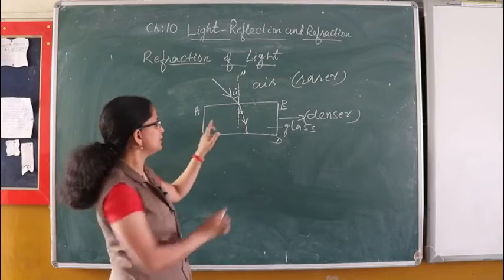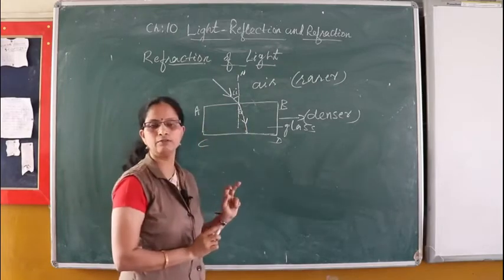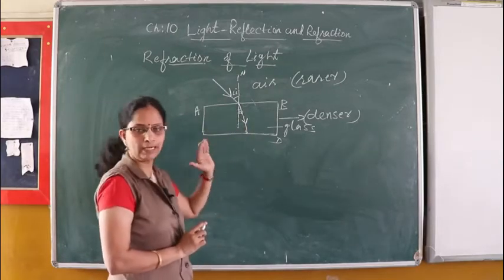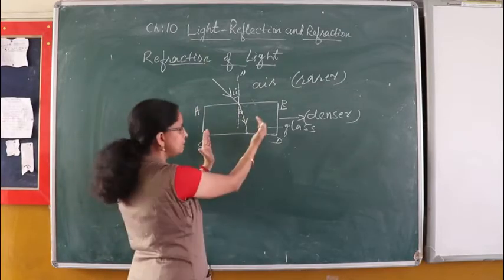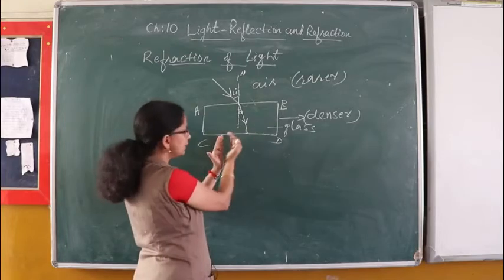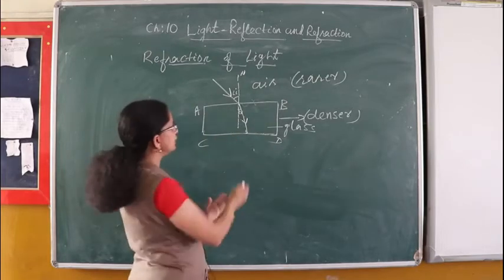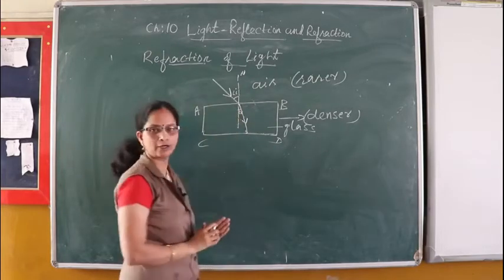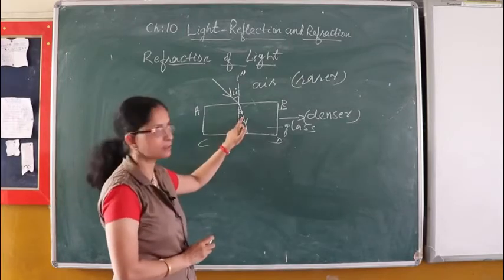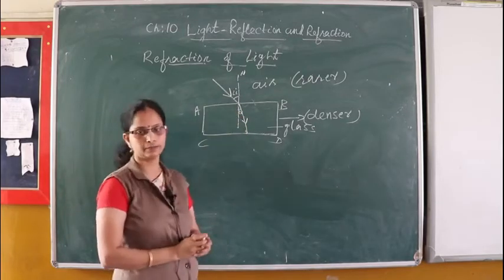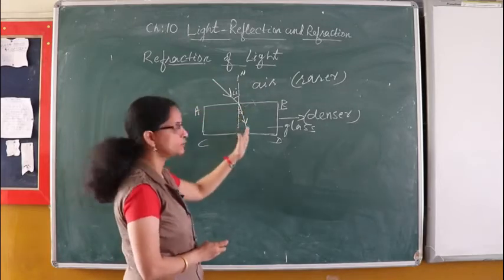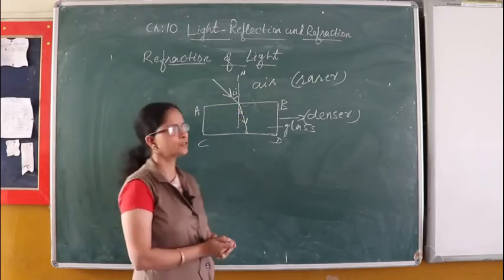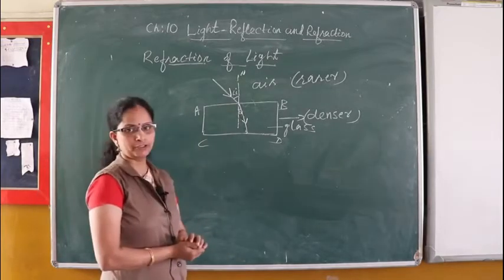Since the speed of light in the second medium, glass, is very slow, very less, the light ray bends towards the normal. Here angle I and angle R are not equal; angle R is lesser than the angle of incidence. That happens when a light ray enters from a rarer medium to a denser medium. So this is the refracted ray.